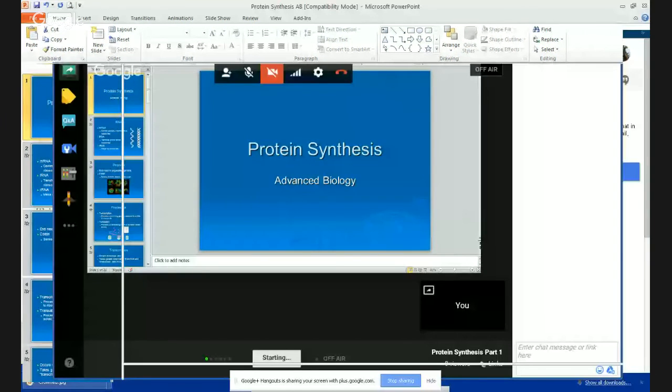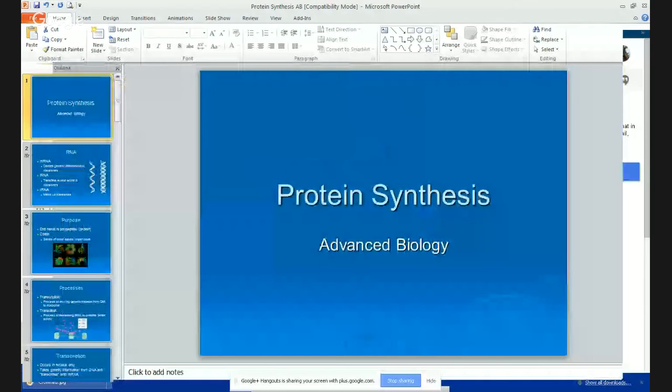Going to be going over protein synthesis this morning. We're going to kind of break it apart into a couple of different pieces. It's basically broken up into two different steps, and so we'll cover the first step this morning.